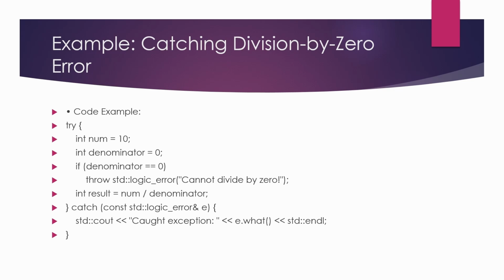Let's look at a practical example: catching a division by zero error. In the code, if the denominator is zero, we throw a std::logic_error. This error is then caught by the catch block, which prints the error message. This is a simple way to handle one of the most common runtime errors.